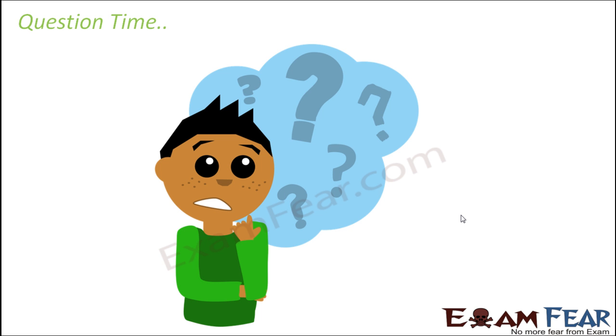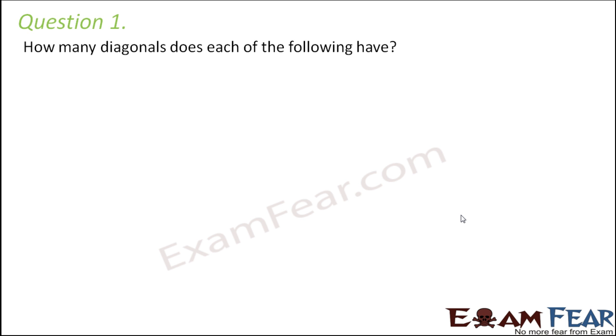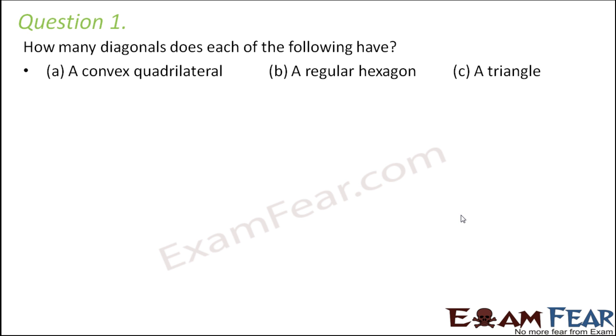So based on all the basics that we have learned so far on polygons, on diagonals, on quadrilaterals and their properties, let us try to solve some of the questions. Question number 1. How many diagonals does each of the following have? A convex quadrilateral.